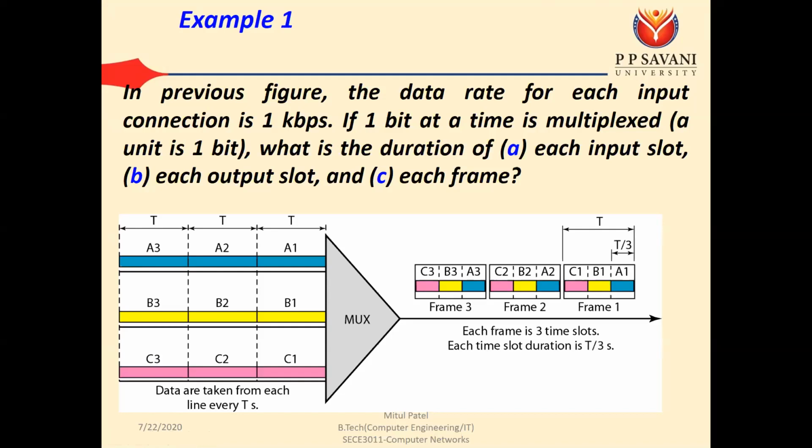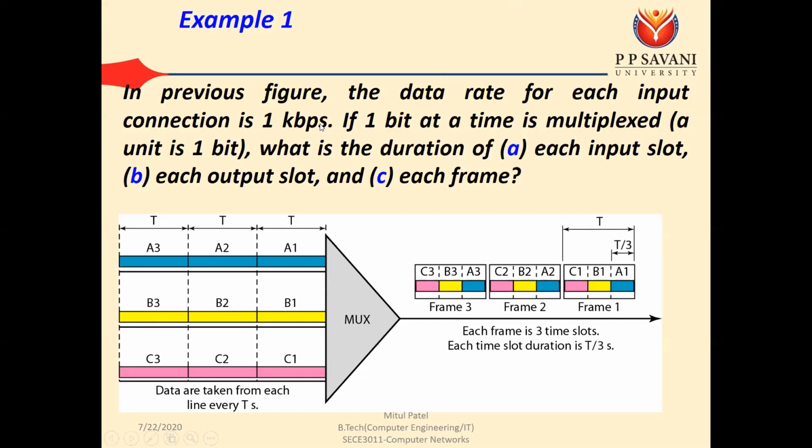Okay, so we can say that the bit duration means the duration in which one bit is available on the link. How much time it takes to allocate one bit, that is known as the bit duration.